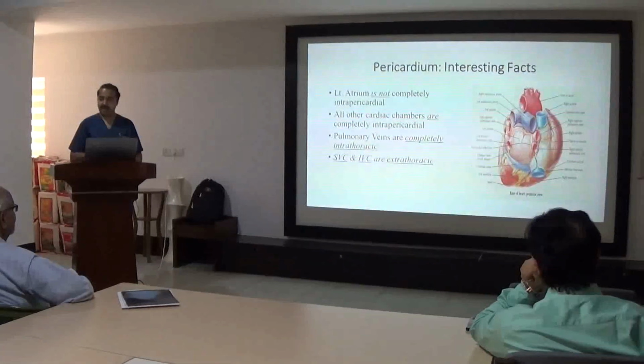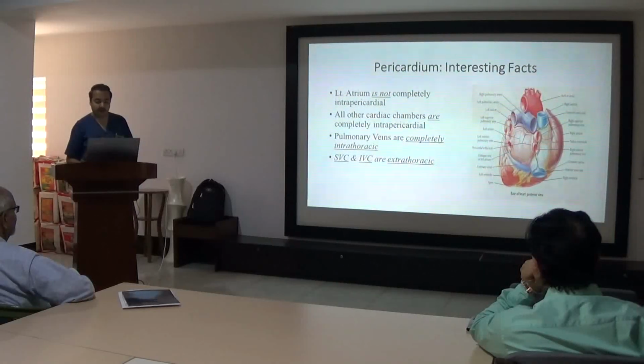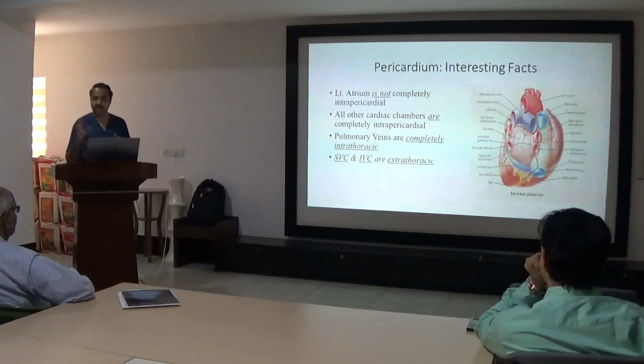Some interesting facts: left atrium is not completely intrapericardial. All other chambers are completely intrapericardial. The whole physiology is based on this. Second important point is pulmonary veins are completely intrathoracic, not intrapericardial. SVC and IVC are generally extrathoracic structures, but the intrathoracic pressures are transmitted to SVC more as compared to IVC. So the whole physiology is defined on these two points. Pulmonary veins are intrathoracic. LA is not completely intrapericardial. Rest of the chambers are intrapericardial.